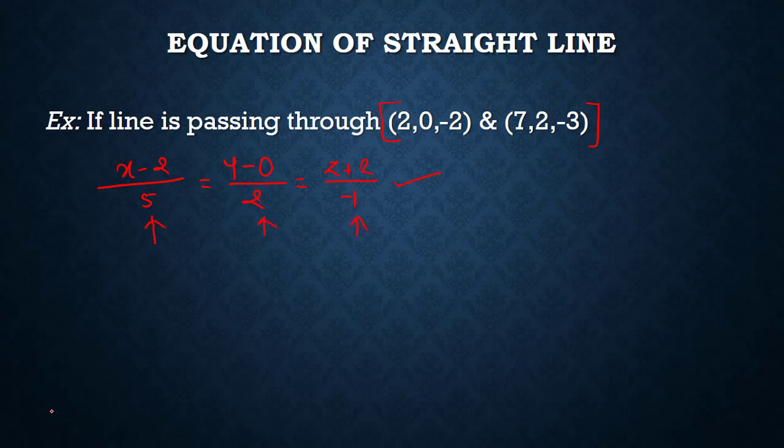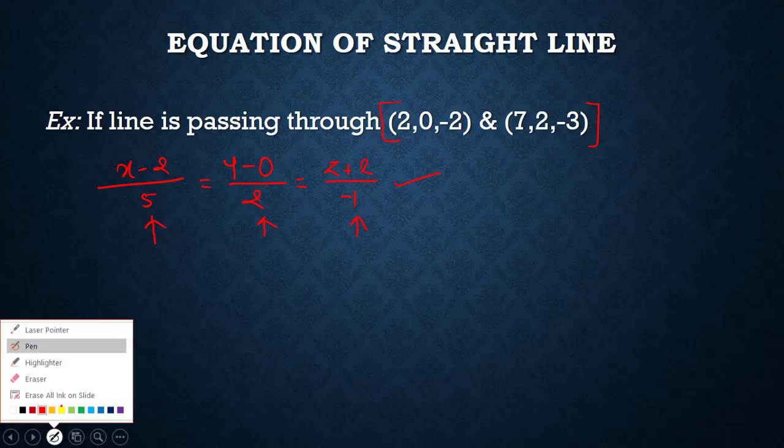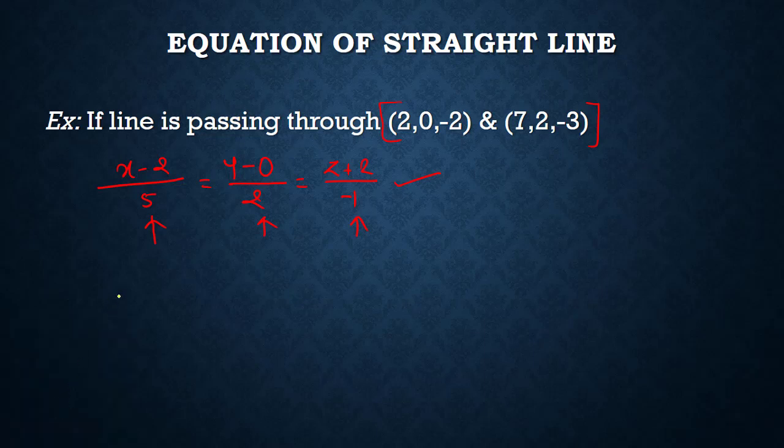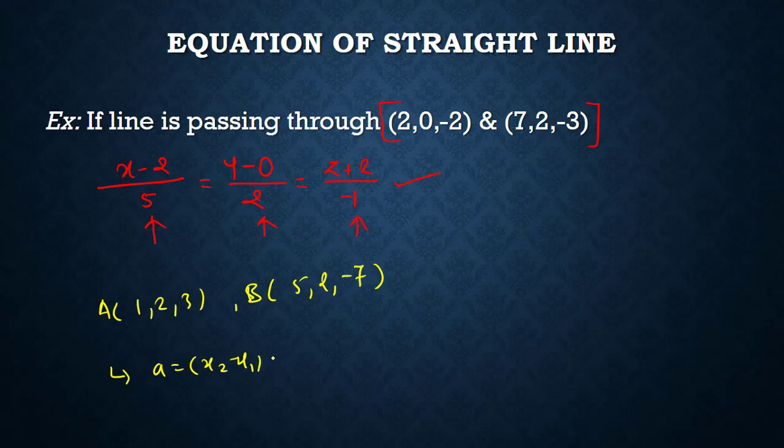So can I say, if the equation of a line is given in the 2-point form, or you have the 2 points like this, A is 1, 2 and 3, and B is, suppose, 5, 2 and minus 7, if your line is passing through these 2 points, can you find out the DRs of this line? Yes, A is equal to what? It is x2 minus x1. x2 minus x1 is 5 minus 1, which is 4.